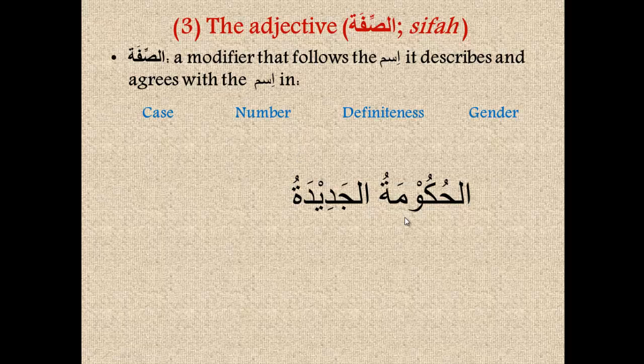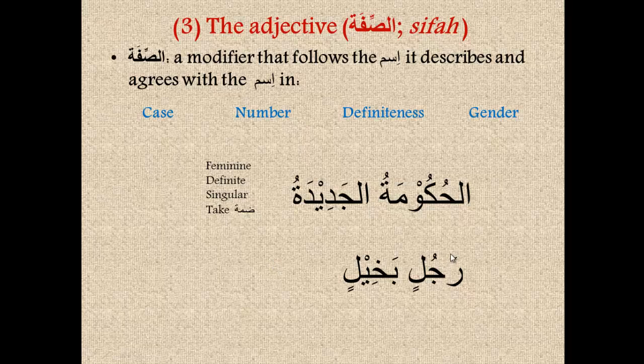So let's take an example. We have the phrase al-hukumatu al-jadidatu. Al-hukuma means the government. Al-jadida means the new government. Let's pay attention to these 4 different traits. We have al in front of both words, in front of the ism and the sifah, telling us that both are definite. We have a ta marbuta at the end of the ism and the sifah. Both are feminine, mu'annath. We have the same case ending on both words, dhamma, and both are singular. So here it is, both are feminine, definite, singular, and both take dhammas. There is agreement in these 4 different regards.